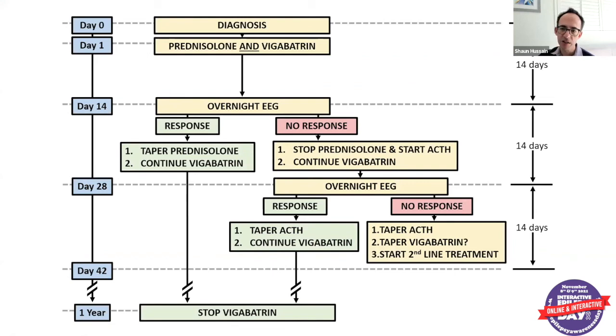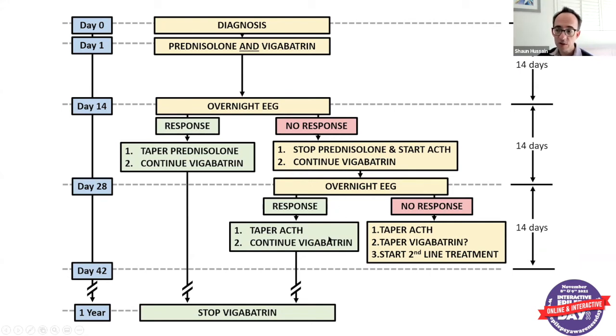This is a snapshot of the current UCLA protocol. And in brief, we get new patients with a new diagnosis. We give combination therapy with prednisolone and vigabatrin. We give that for 2 weeks. If they're responders, we say great. We stop the prednisolone and we continue vigabatrin for a year. If they haven't responded, we start ACTH. So we substitute ACTH for prednisolone, continue the vigabatrin. Do that for 2 weeks. If it doesn't work, we start second-line therapies, and there are a long list of those, and we'll talk about those in a little bit.